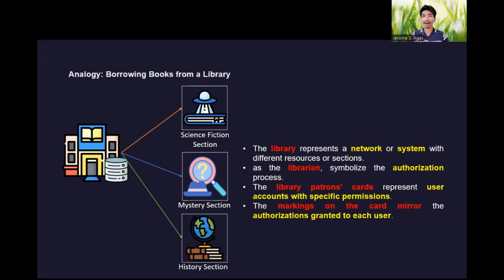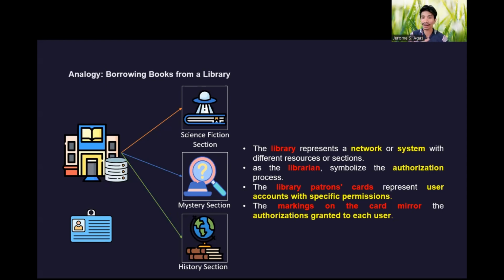If you have the key card, the library card, that's the most important thing. If you don't have it, you are not authorized by the librarian. The patron cards represent the user account with specific permissions, and the markings on the card mirror the authorization granted to each user. If you are granted the science fiction section, you are authorized only for science fiction. If you are limited to the mystery section, you cannot use the history books or the science fiction section, so you cannot access those. And with the library card, if you are granted all three, you are granted all sections.